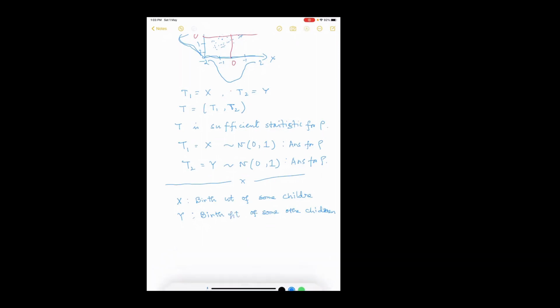Correct. Birth height of some other children. The only difference was that, I think, this was in some months, and the X was collected in some months and Y was collected in an adjacent month, and they believed that, okay, the population was somewhat similar, and they wanted to estimate the rho.